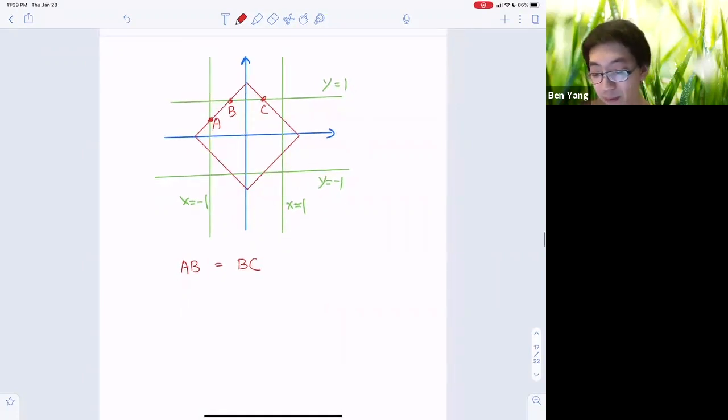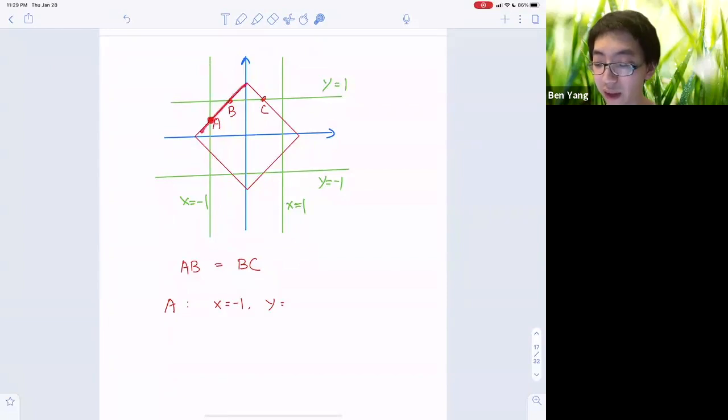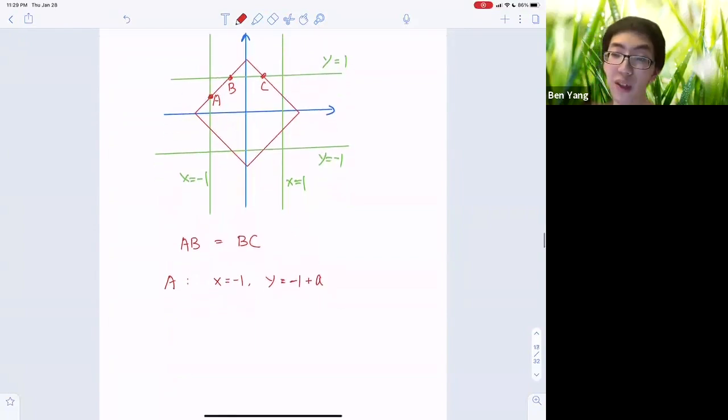So for point A, we know that it's on the line x is equal to -1. So x is -1. And what about y? Well, the point A is also on this line here. And the equation of this line is y is equal to x plus a. So y is equal to -1 plus a. That's the coordinates of point A.